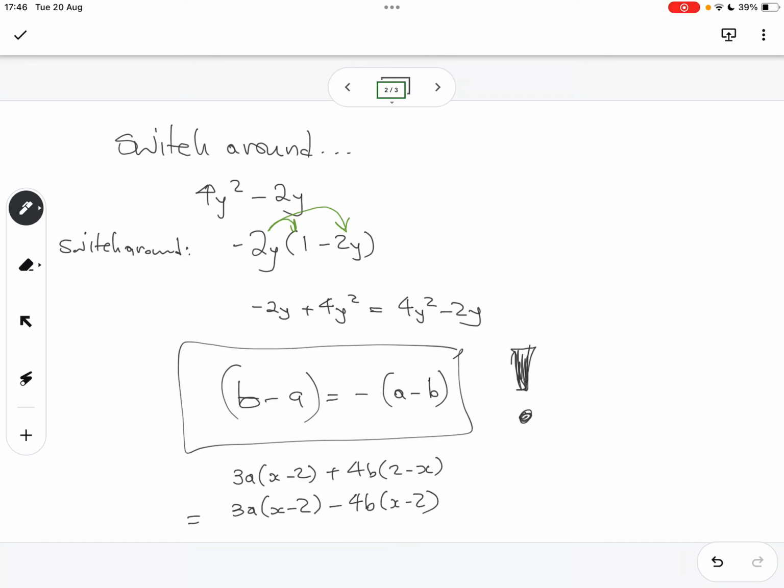So what that means is we will say 3a into x minus 2 minus 4b into x minus 2. And then this will be 3a minus 4b, x minus 2.